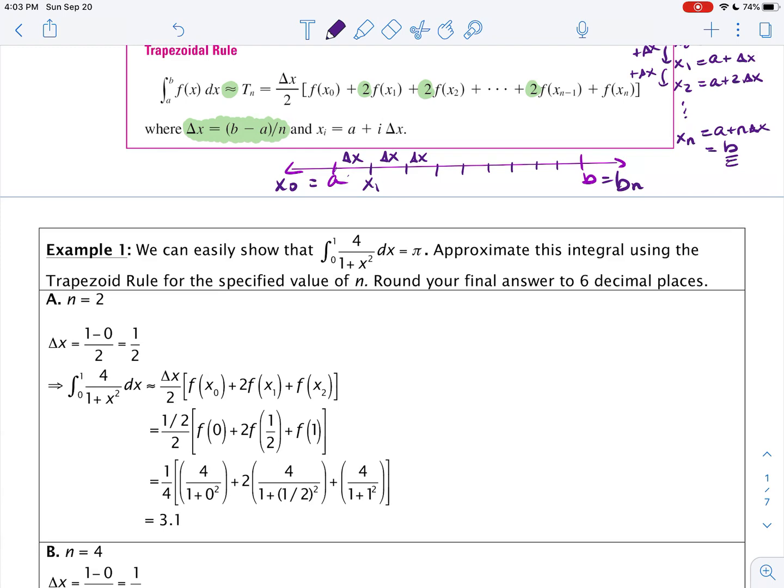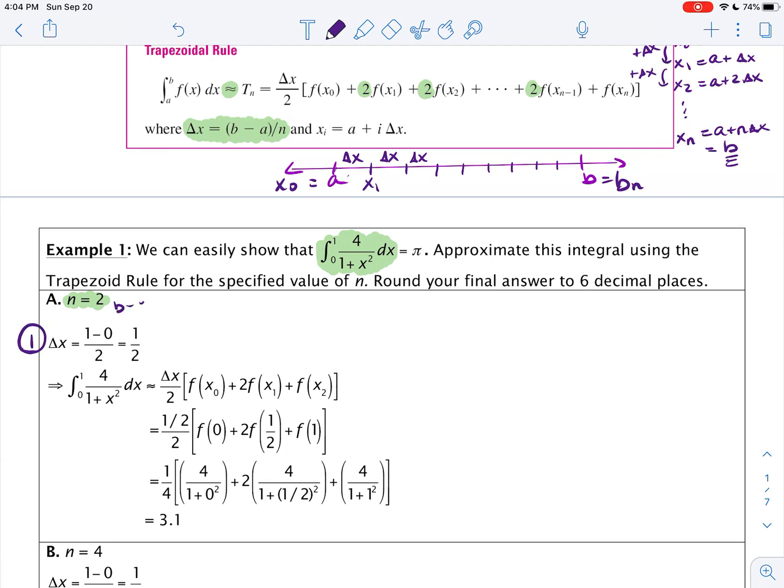So in this example here, we know already, because we can use direct methods, that we can calculate the integral from 0 to 1 of 4 over 1 plus x squared dx exactly, and it equals pi. But here is just an example of using the trapezoid rule and seeing that we can get pretty darn close to pi by using this approximation method. So in this first example, we are using n equal to 2.